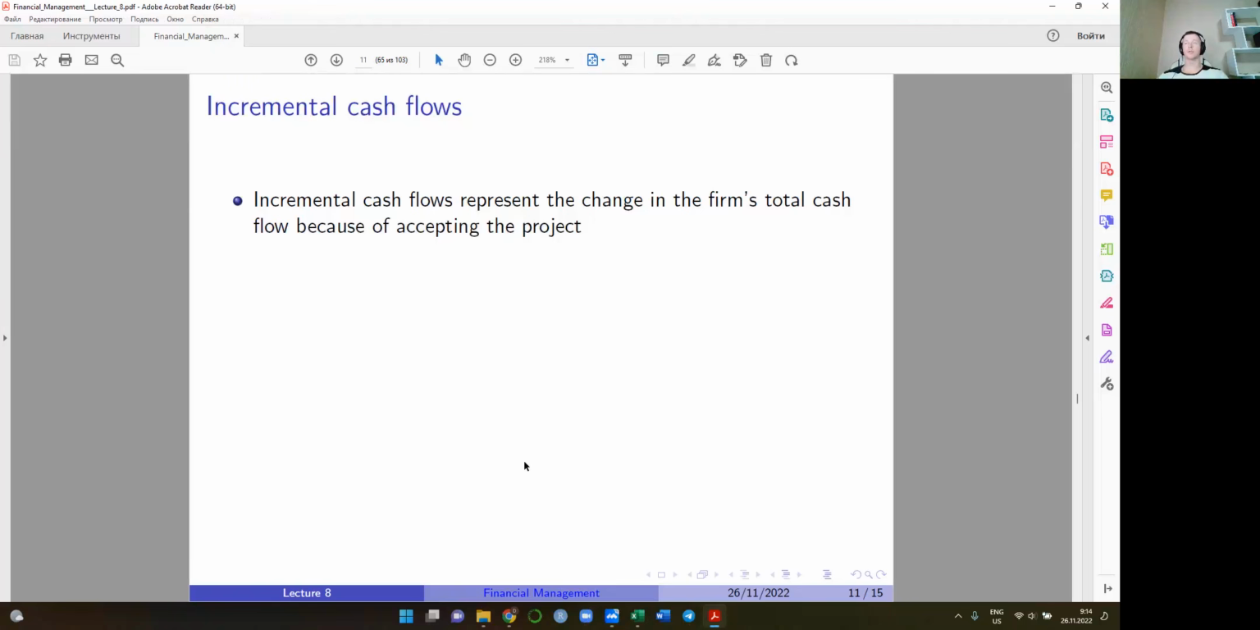Now, if you remember, we said that what matters for an investment project is relevant cash flows. Relevant means incremental cash flows. So what does it mean, incremental cash flows? They represent the change in the firm's total cash flow because of accepting the project. So basically you need to have two parallel worlds, two parallel universes. One universe where you don't do anything, you don't accept the project, and your cash flows develop as is. Another universe is where you decided to invest, and you have some other cash flows, and then you need to take the difference between the universe with the project and the universe without the project, and that would show you what we call incremental cash flows.